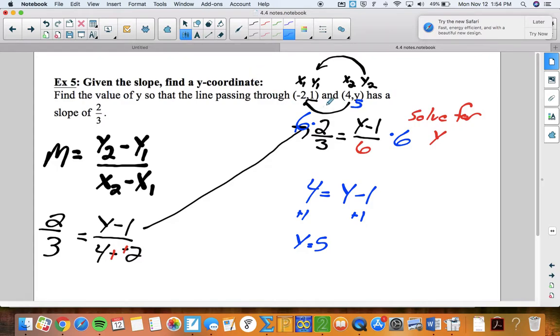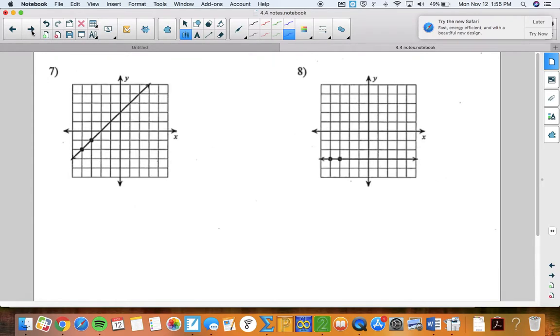We can do a quick check. If you take the difference in the y's here, you get 4. If you take the difference in the x's, you get 6. So doesn't that simplify to 2/3? Yeah, you bet. So that's the only value that works for y there that makes the slope equate to 2/3. So let's try that on your practice.